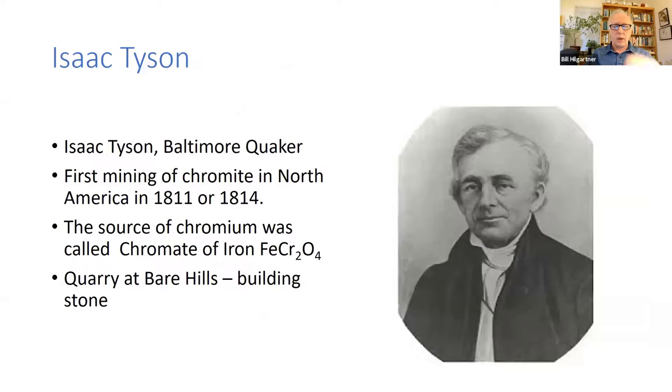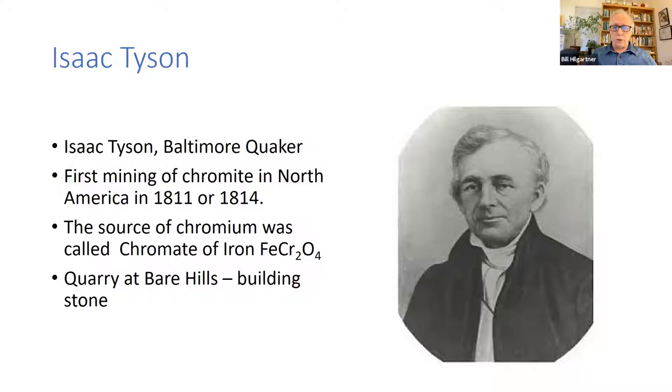The person that made the Bare Hills so famous originally in the 19th century was Isaac Tyson, who was a chemist and recognized the value of the chromium that was in the rock. A local Baltimore Quaker, he became fairly wealthy from this mining, and not only here, but in Soldier's Delight and other places further to the north. The source of the chromium was iron chromium oxide. He also had a quarry going on here, for building stone.